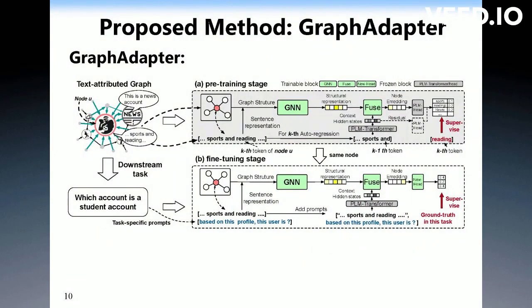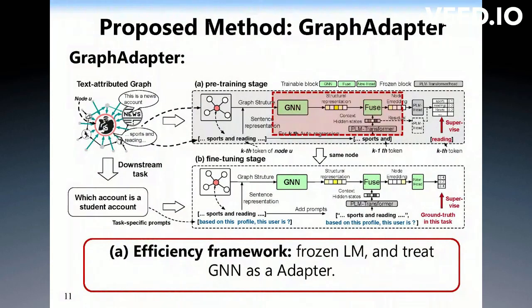To address these limitations, we propose graph adapter. It treats GNN as adapter for LLMs, similar to LoRA. The LLM is frozen, and the final output of the language model is adjusted by the trainable GNN adapter. The GNN adapter introduces only a few trainable parameters and can be trained with low computational costs.